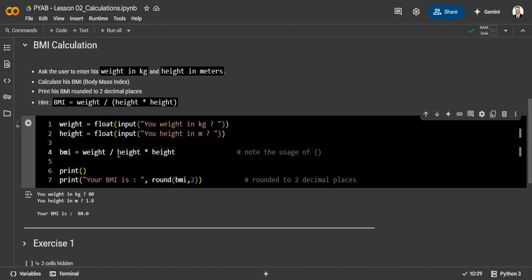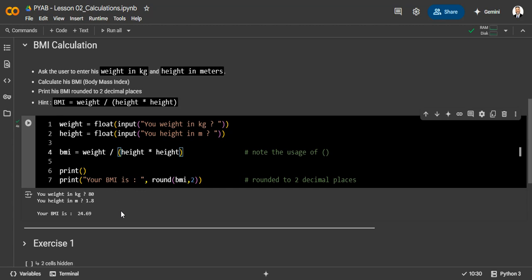So wherever brackets need to be there, make sure that there are brackets. They are important. Let's run one more time to ensure. 80, 1.8, so you can see 24.69.